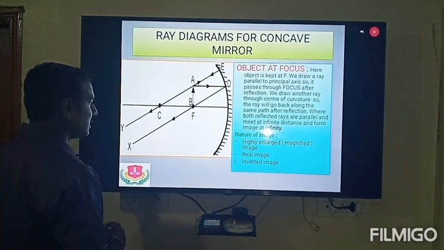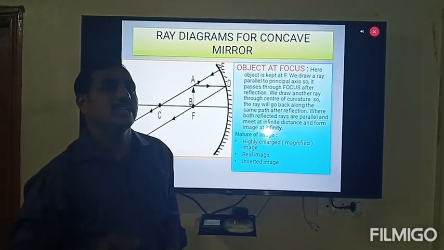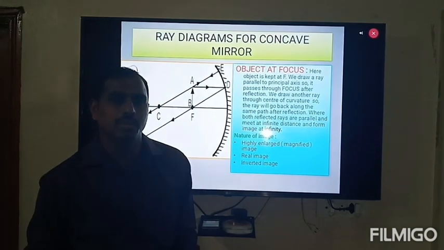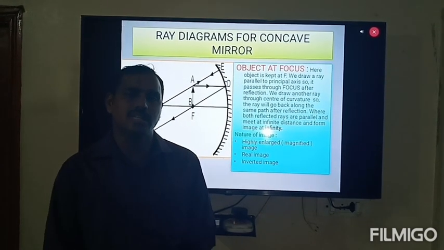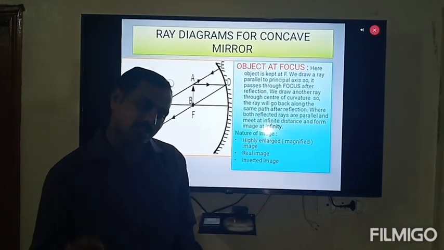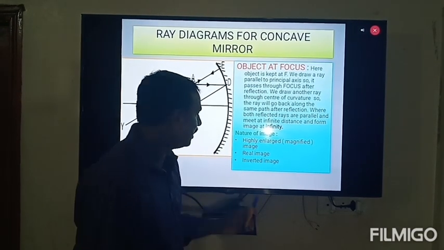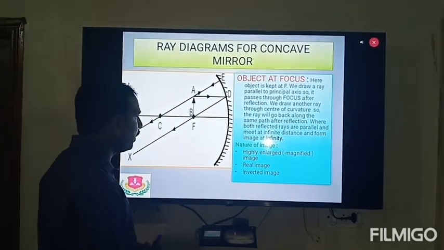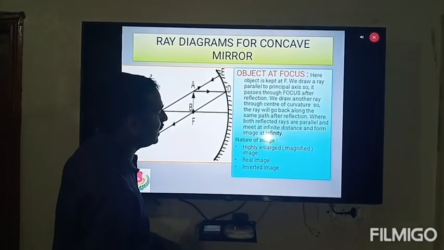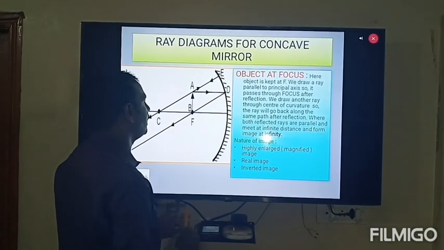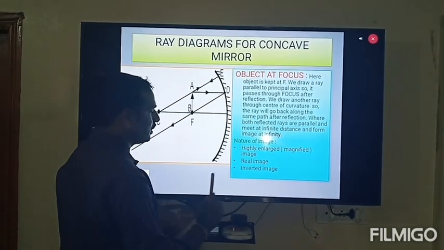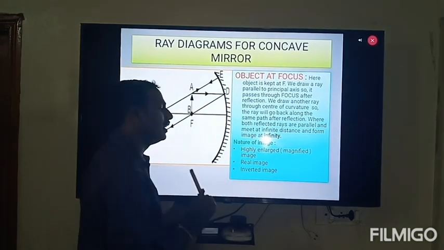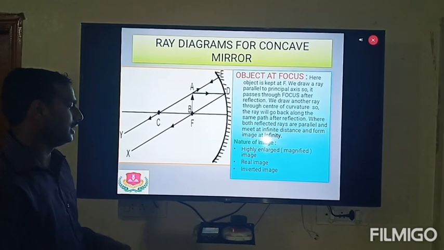So these two intersect at a longer distance, means at infinite distance they intersect and they form a very large image, means a highly magnified image, and that is also a real image, and an inverted image we are going to observe in this case also. But the very, very important thing is, in this particular case when we keep the object at focus, we are going to get a highly enlarged, means highly magnified image.